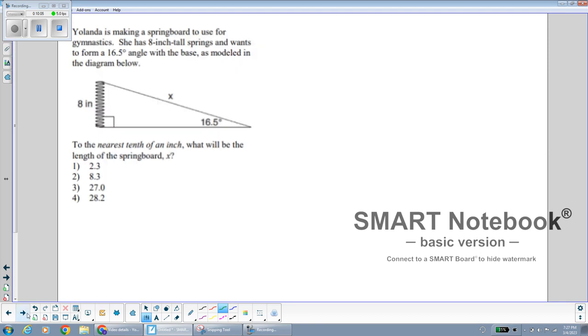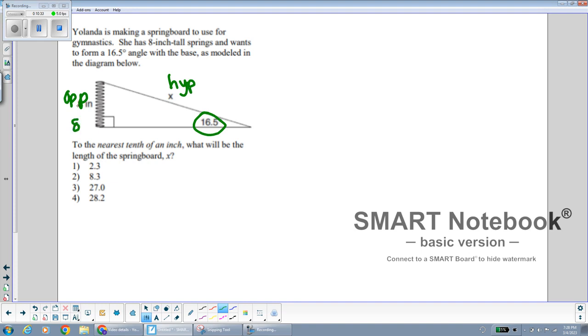Okay, moving along. Yolanda is making a springboard to use for gymnastics. She has 8-inch tall springs and wants to form a 16.5-degree angle with the base. To the nearest tenth of an inch, what will be the length of the springboard X? So here we have our focus angle. We have the opposite side, and we're looking for the hypotenuse. Sorry, that was 8. I colored over it.